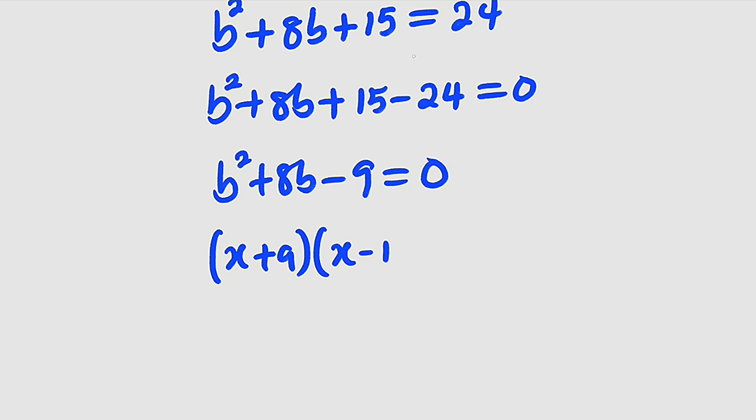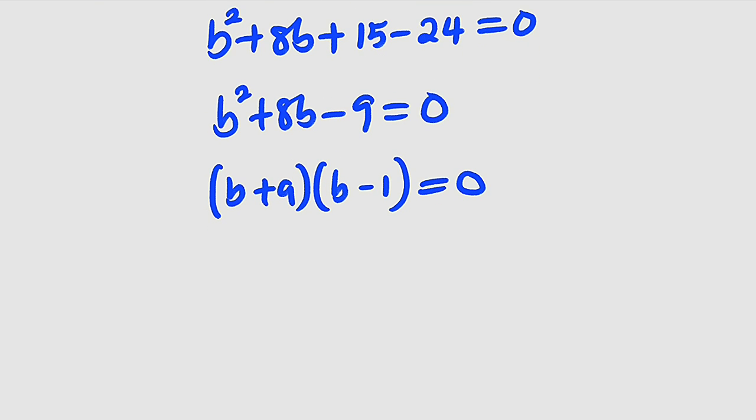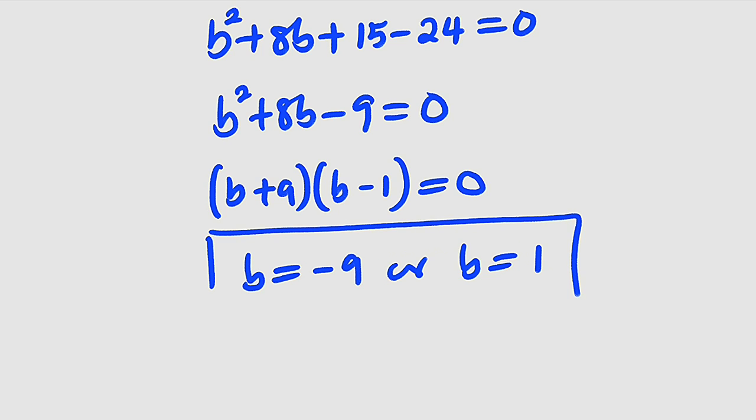No, sorry, it should be b. Don't worry, I'm used to x. This is b and this is b. This is equal to 0. If you set each factor to be equal to 0, b could either be equal to negative 9 or b equal to positive 1. These are the values of b.